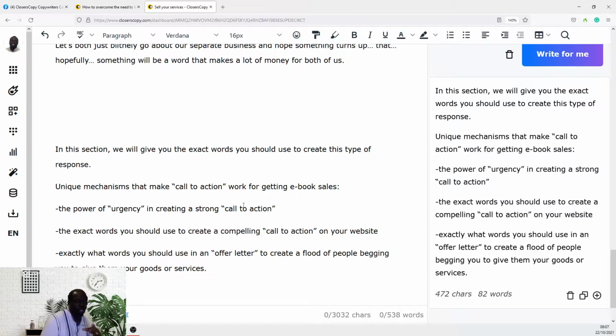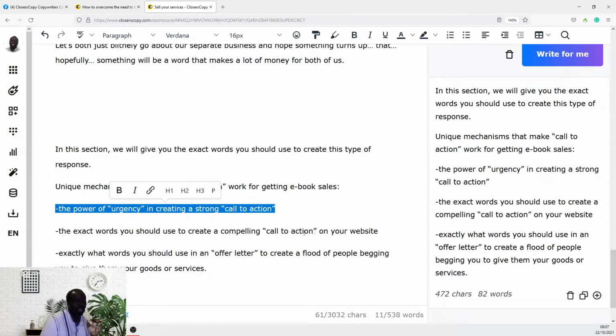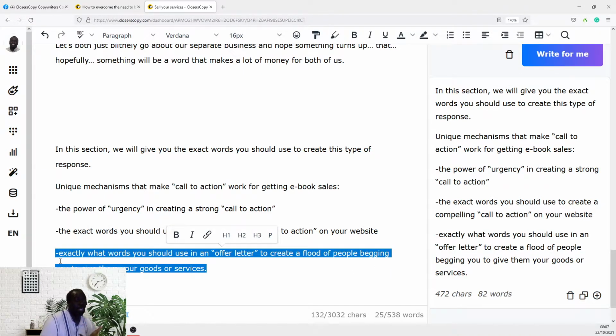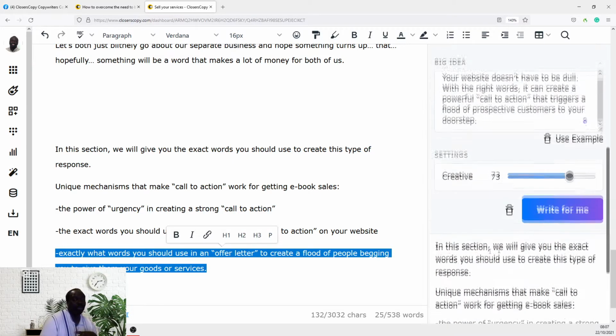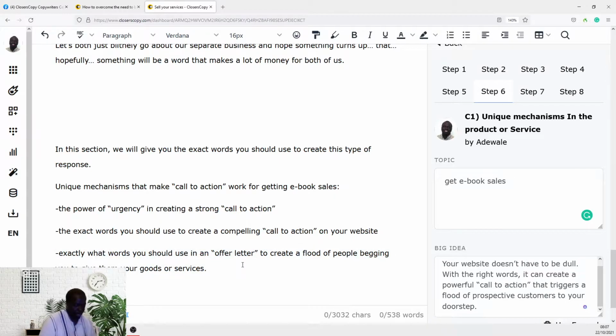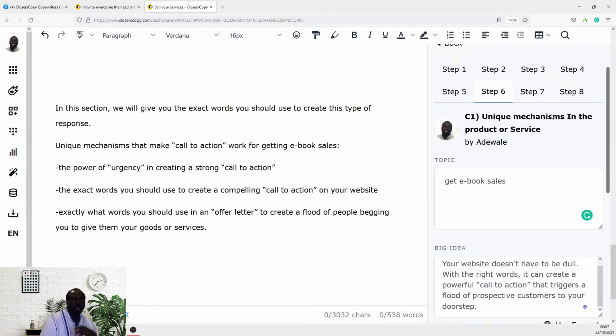The power of urgency, the exact words you should use to create compelling calls to action on your website. So just imagine you have your fans who are struggling to understand what kind of things to do. So you can write around these topics, and then link those directly to your emails, right? So that's something you can write about. What else can you write about? Moving on to the next one.